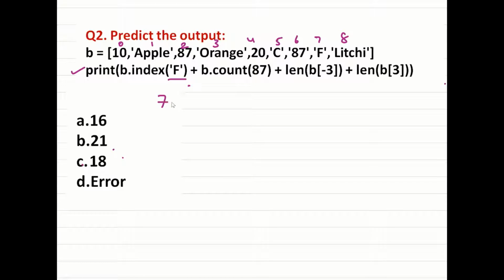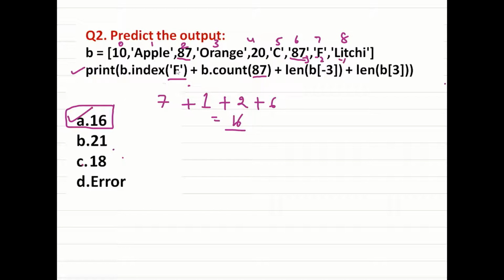Okay, now what is the value of B dot index F? Let's find out. It's 7 plus B dot count 87. Now if you see 87, here is an integer, here it is a string, and here it is asked as an integer. So this is 1 plus length of B of minus 3. So let's see the negative index. Length of B of minus 3 is 2 plus length of B of 3. B of 3 length is 6. Find out: 7 plus 1 is 8, plus 2 is 10, plus 6 is 16. So answer number 16 is correct.